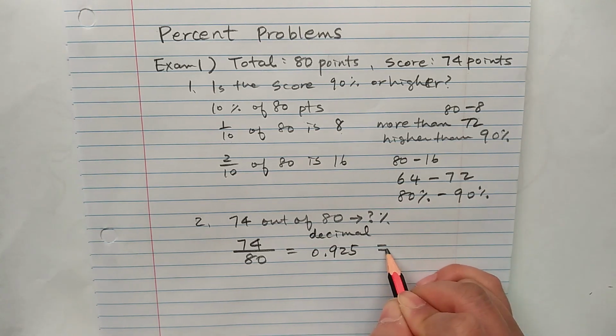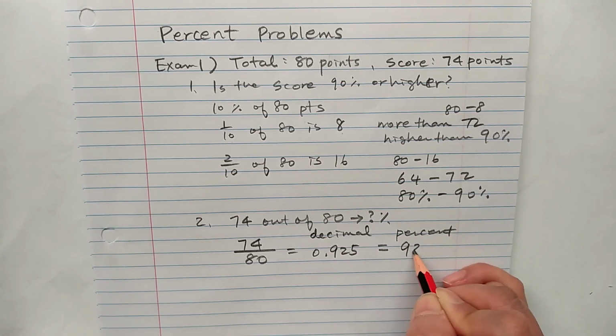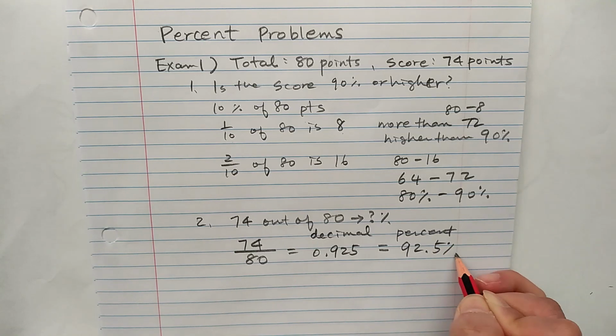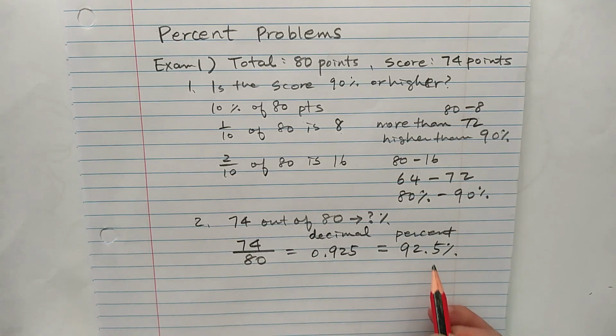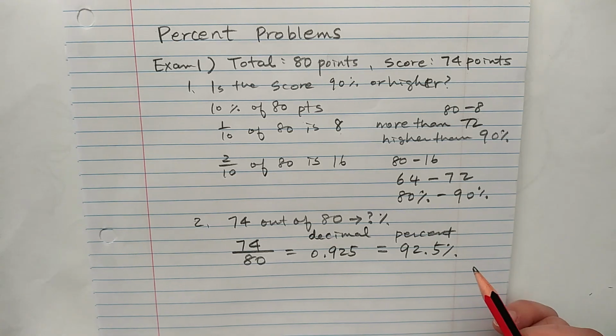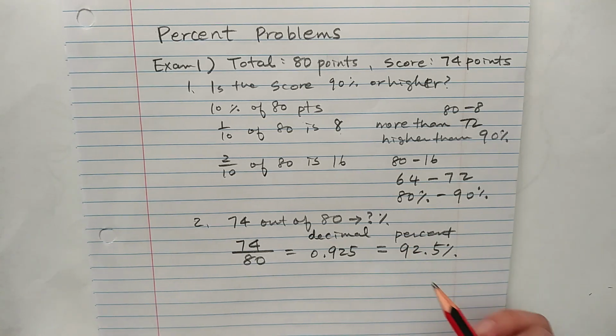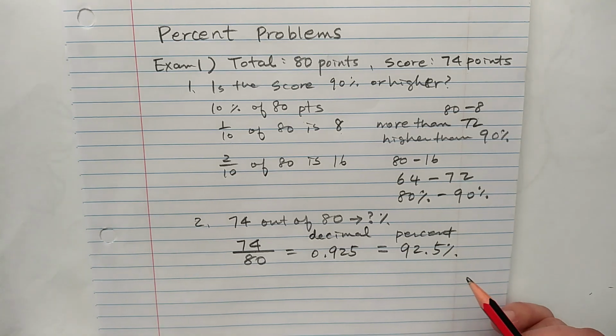And convert that to a percent. That is 92.5%. If you don't remember this process, go back to the previous video about converting fractions and decimals to percent and review those. So your score of this exam is 92.5%.